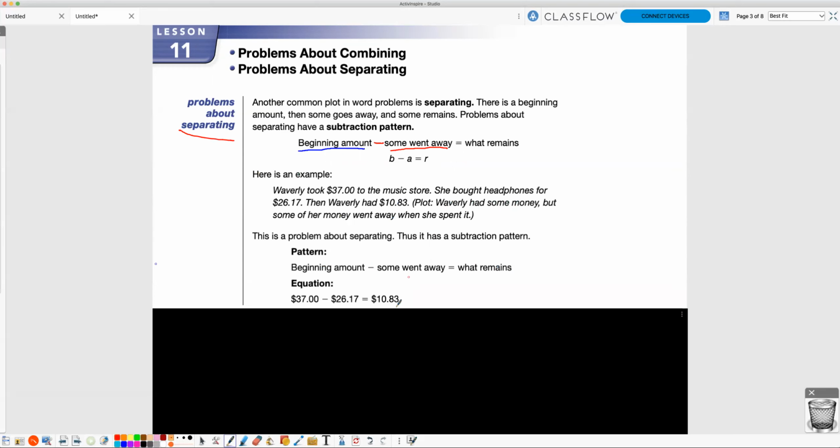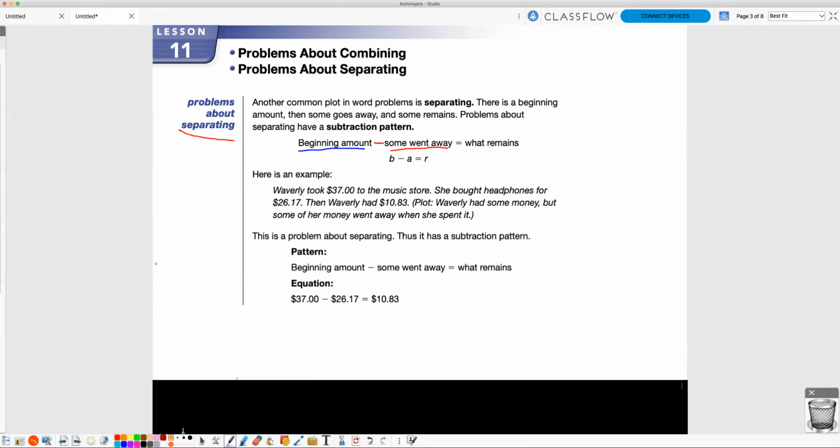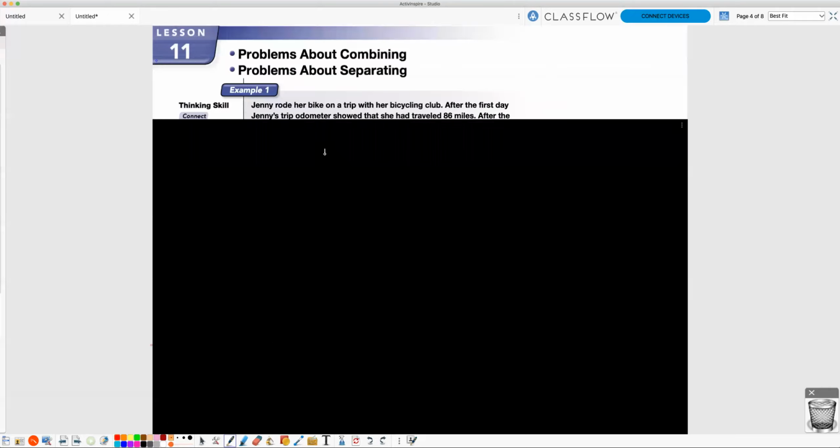So here's your equation. $37 is what she went into the music store with. This is how much she spent, $26.17. That went away. Now what's remaining is $10.83. That would be the equation and the solution. Let's look at an example here.